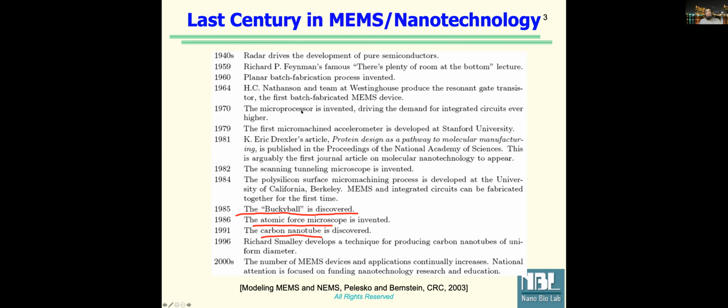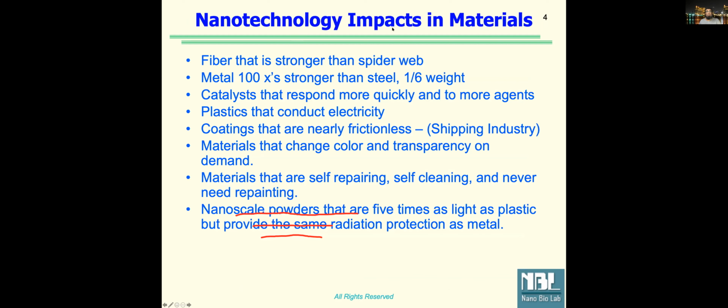Now, where are we today? So there are so many applications. Some of them are already evident. Some of them are in experimental stages. But the vision of nanotechnology, the available equipment, available material, is making it happen. We have fibers which are stronger than spider web. So when you say spider web, if you think about how thin it is compared to its strength, it's a very, very strong material.